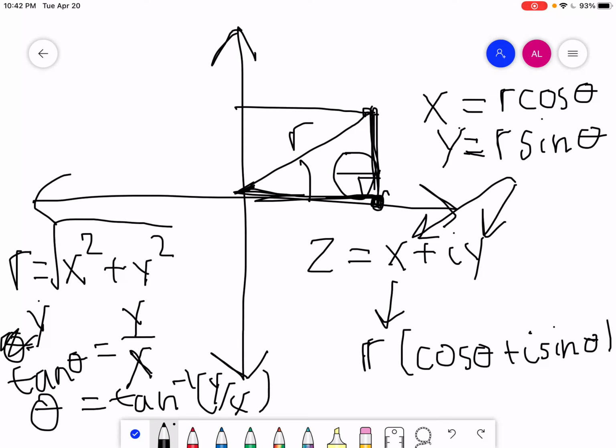Okay, let's do an example. Let's plot the point where r is equal to 2 and theta is equal to pi over 3 radians.